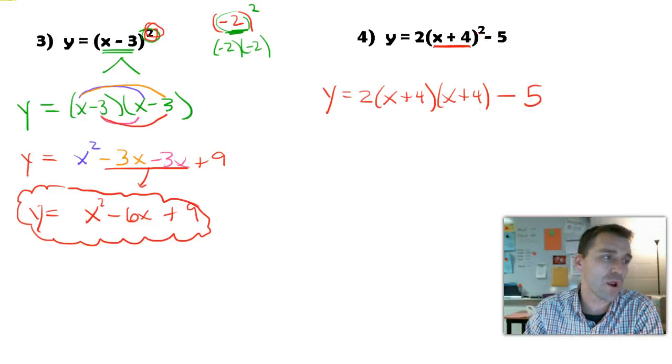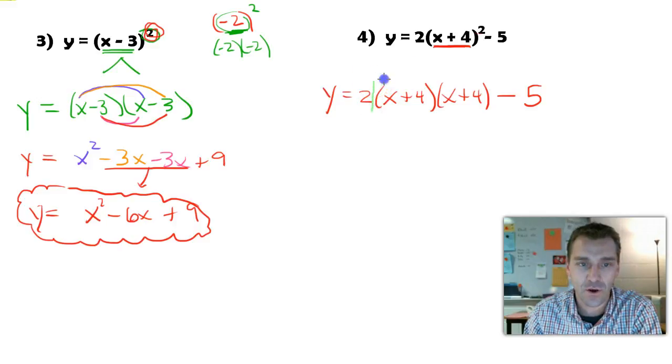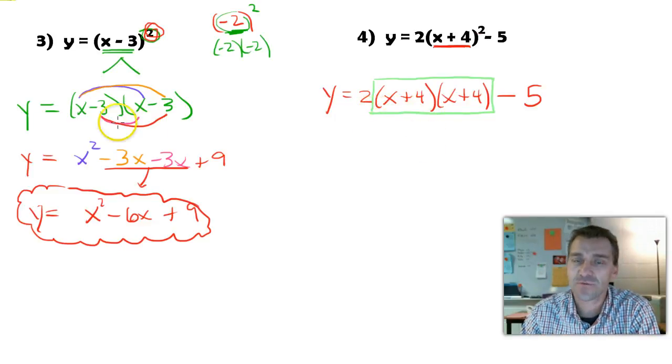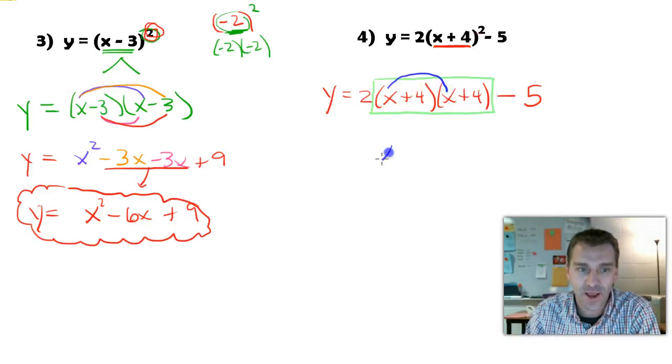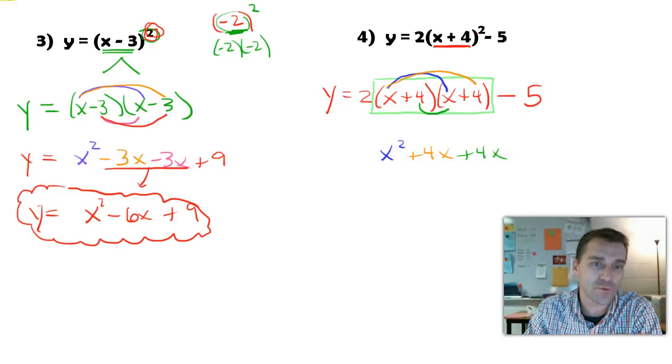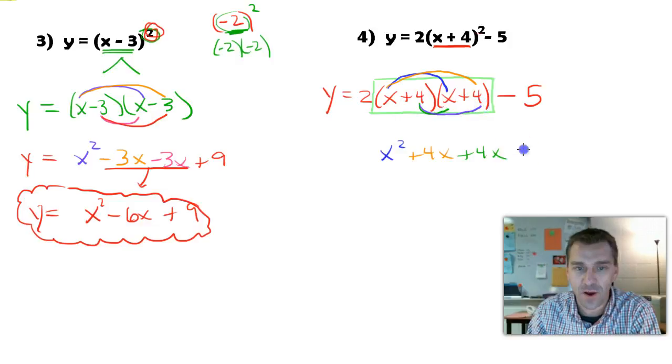So like I said before, what I would do is now just strictly focus on FOIL. Keep everything else there, of course, the 2 and the negative 5, but just focus on the FOIL. Focus on the distribution, double distribution, or the multiplying of these binomials. Let's do it. Let's do blue. So I do first times first, gives me x squared. I do outers, so that gives me 4x. I'll use green. So the inners gives me that. And then I will do purple. So 4 times 4 gives me a positive 16.